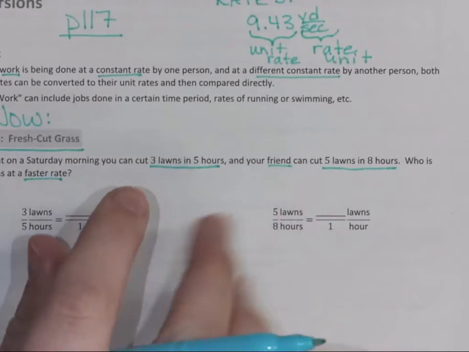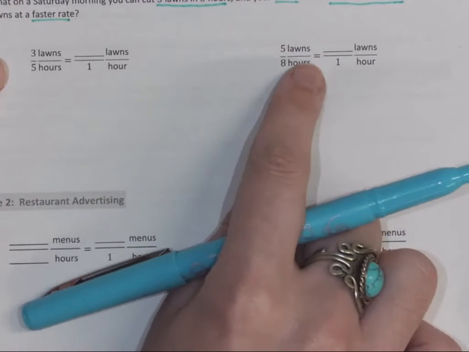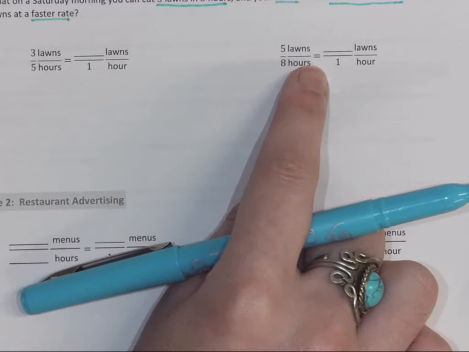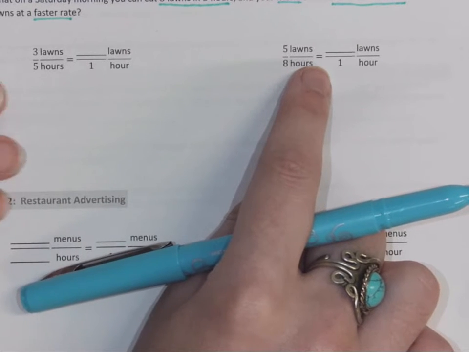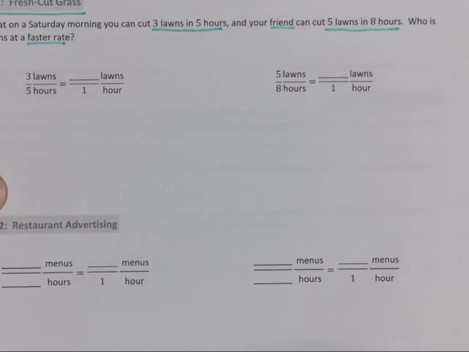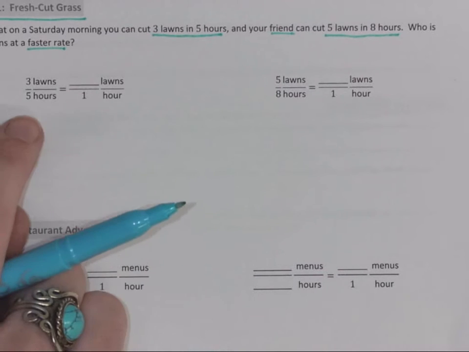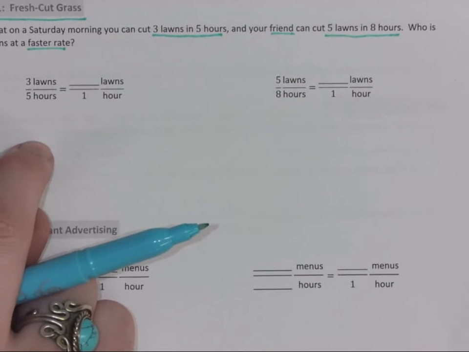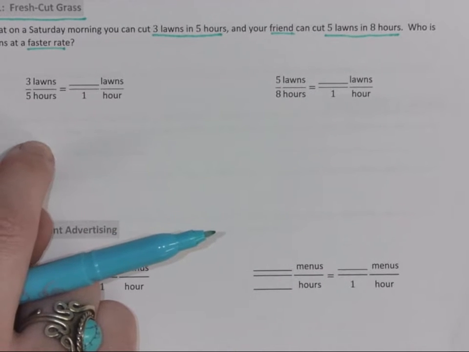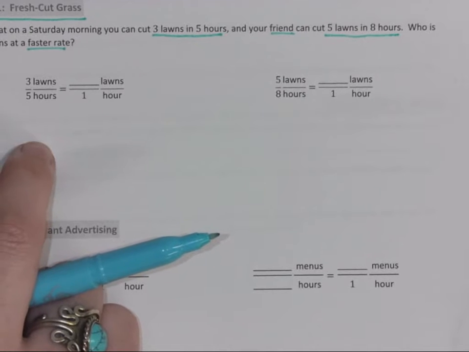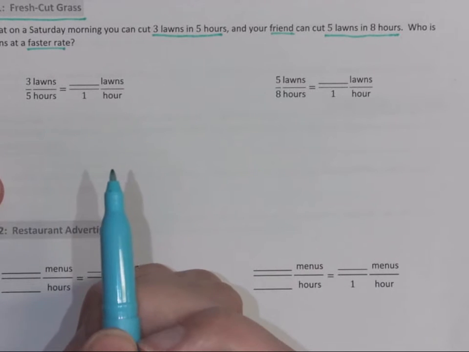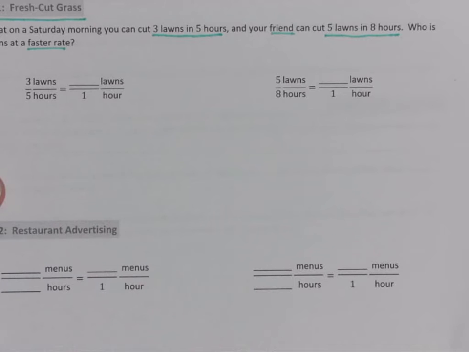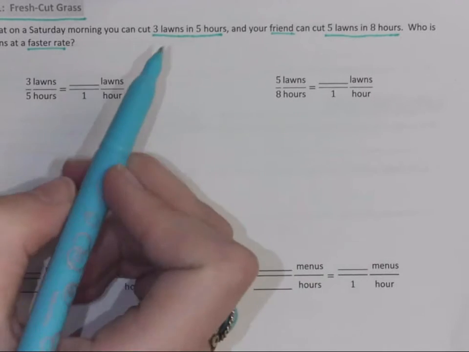Well, like we said at the beginning, we can't compare these because 3 to 5 and 5 to 8 are not unit rates. How do I make them into unit rates? How can I turn 3 lawns in 5 hours to a unit rate? Davian. What do you think, Kalia? Divide. Kalia thinks we need to divide.